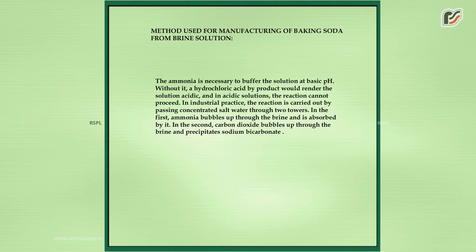In industrial practice, the reaction is carried out by passing concentrated salt water through two towers. In the first, ammonia bubbles up through the brine and is absorbed by it. In the second, carbon dioxide bubbles up through the brine and precipitates sodium bicarbonate.